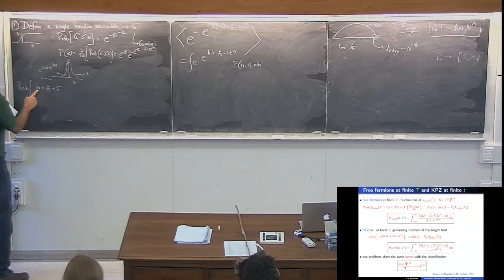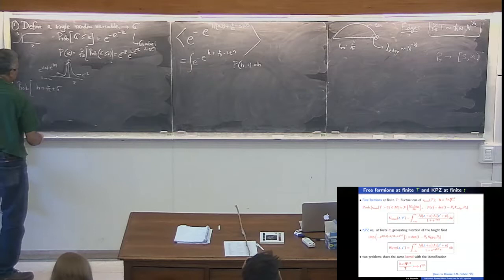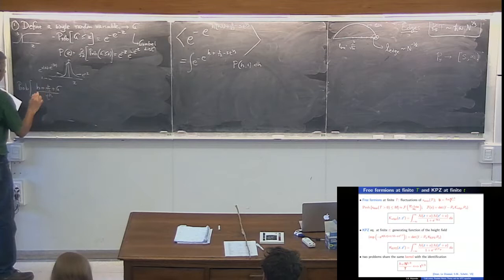So I take the KPZ height and I take a Gumbel variable which is independent of the KPZ height. I take the KPZ height, draw a random number from this distribution, and just add them up. And I divide by t to the power 1/3. So this is a random variable, and I'm asking what is the probability that this is less than S.